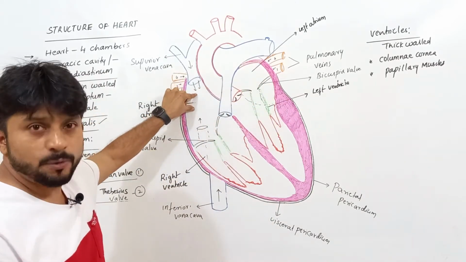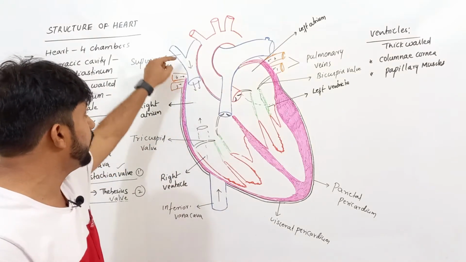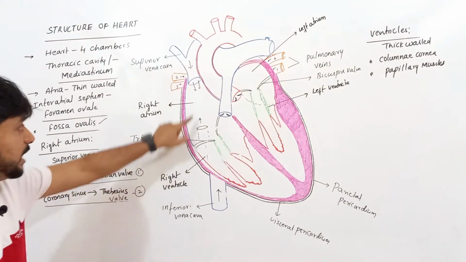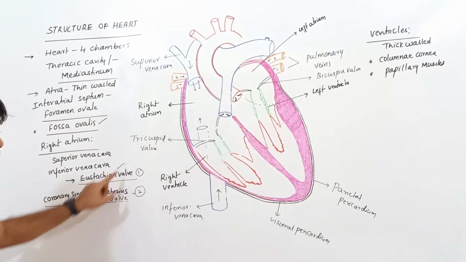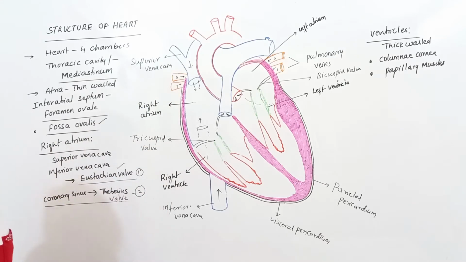So 3 blood vessels are opening into your right atrium. Those include your inferior vena cava, superior vena cava and coronary sinus. The opening of the inferior vena cava is guarded by the Eustachian valve and the coronary sinus by the Thebesian valve.